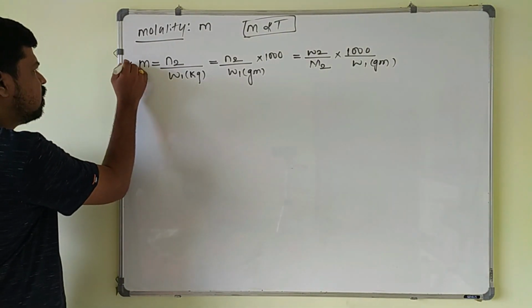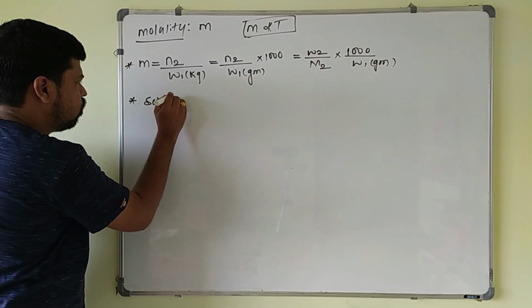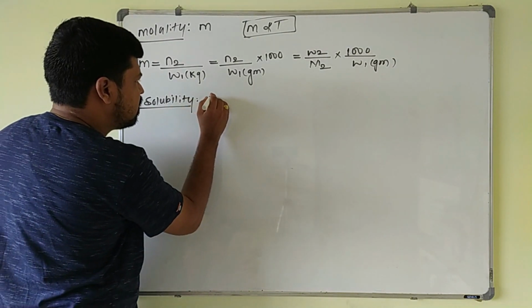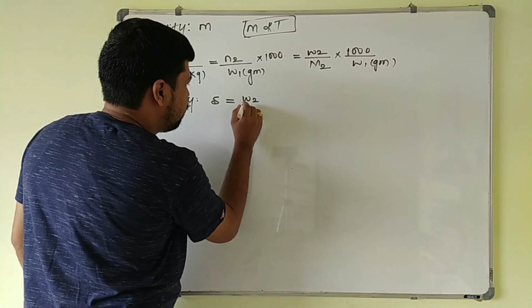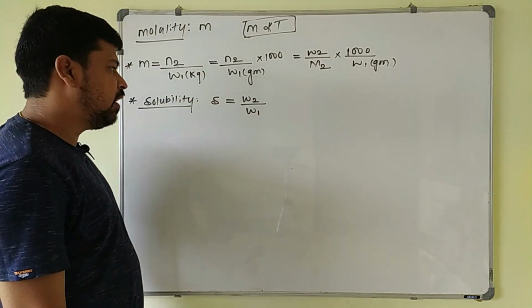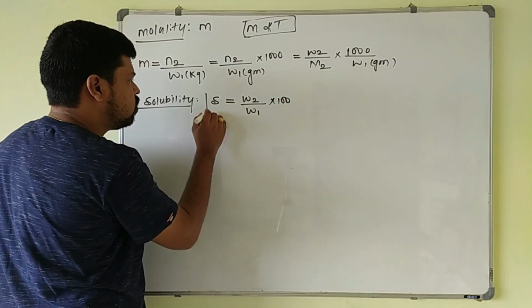Next thing is solubility. The symbol for solubility is S. Solubility is nothing but the mass of solute W2 divided by the mass of solvent W1, into 100. This is the formula for the solubility of the solute.